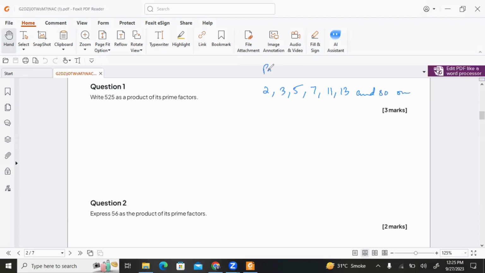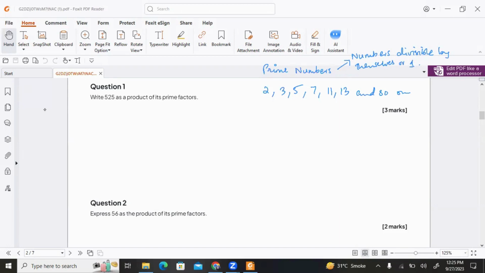These are your prime numbers: numbers divisible by themselves or 1.